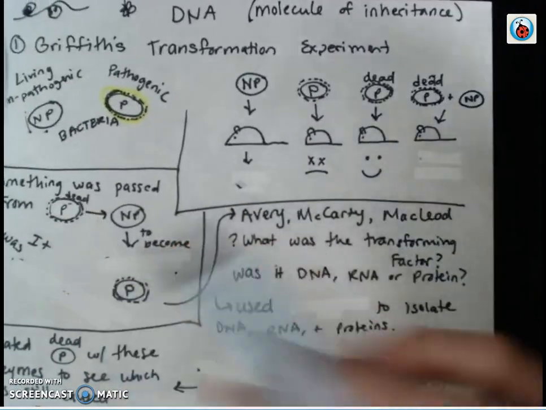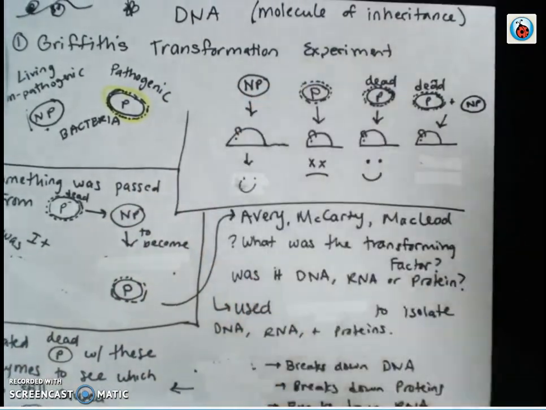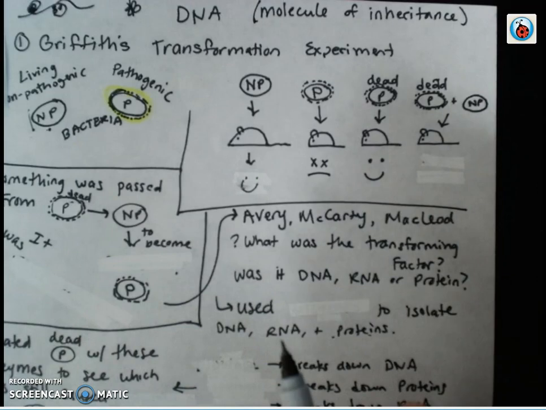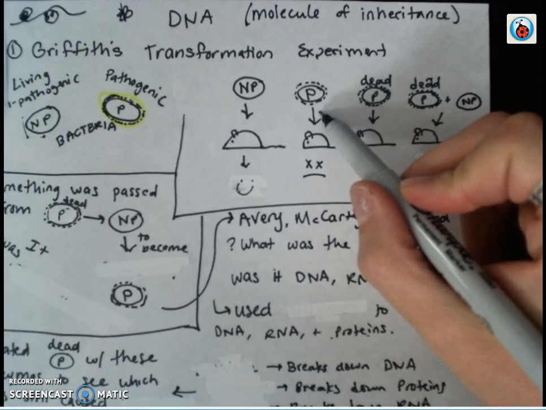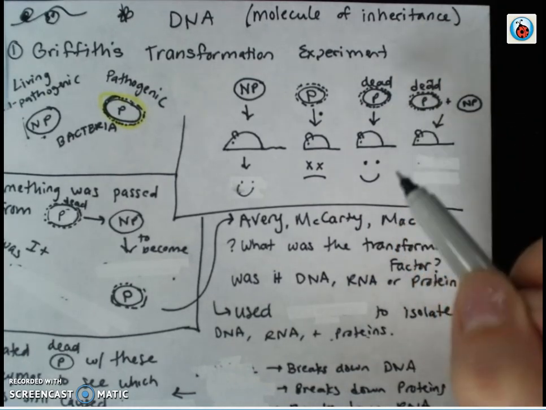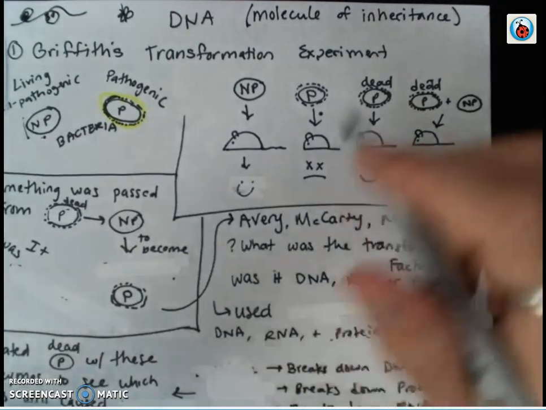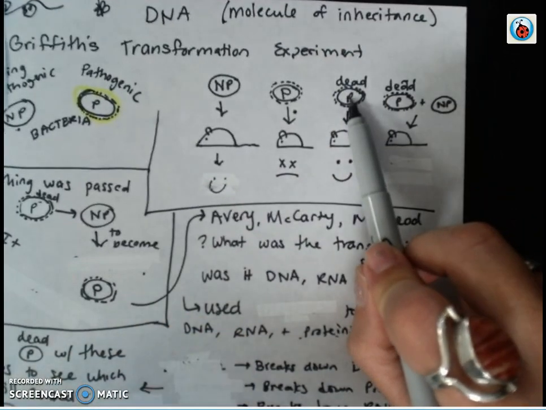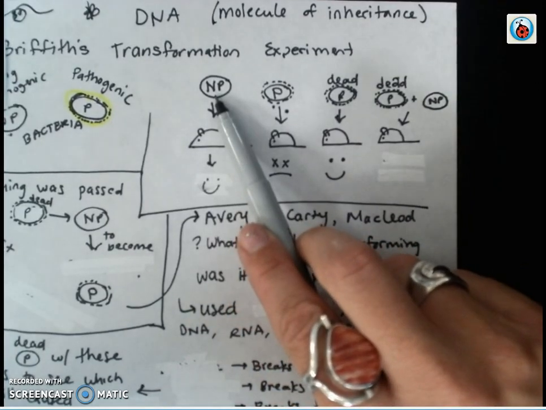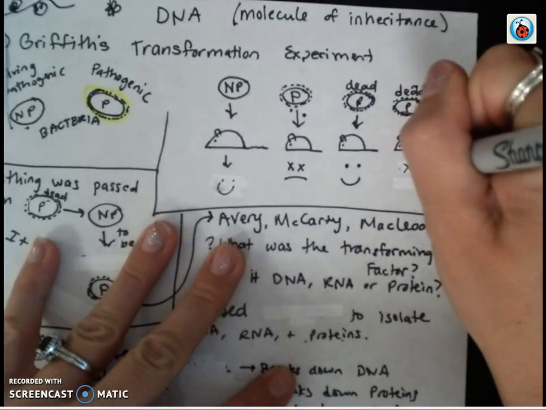So what he did with his experiment is he infected mice with non-pathogenic bacteria, and the mice lived. He injected the mice with pathogenic bacteria, and they died. Then he took some of this pathogenic bacteria that he killed with heat. So these are dead, formerly pathogenic bacteria. When he infected them into mice, the mice survived. Now here was the trippy part: he took these dead pathogenic bacteria and these living non-pathogenic bacteria, and he added them together. And it turns out that the mice died.